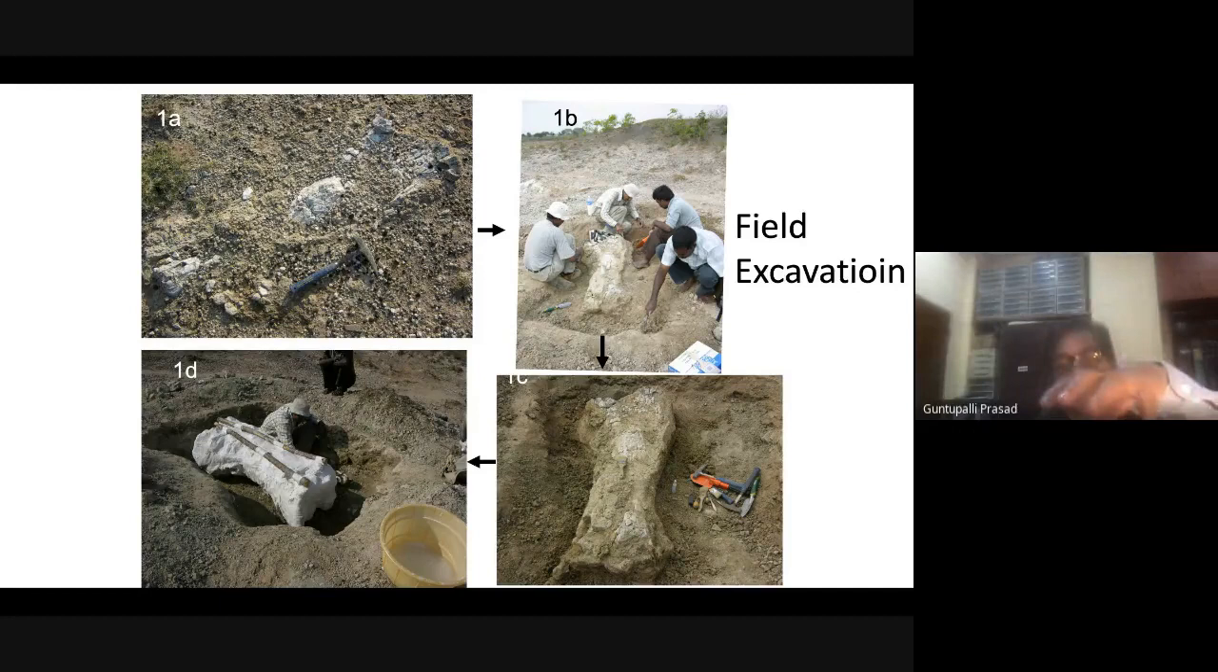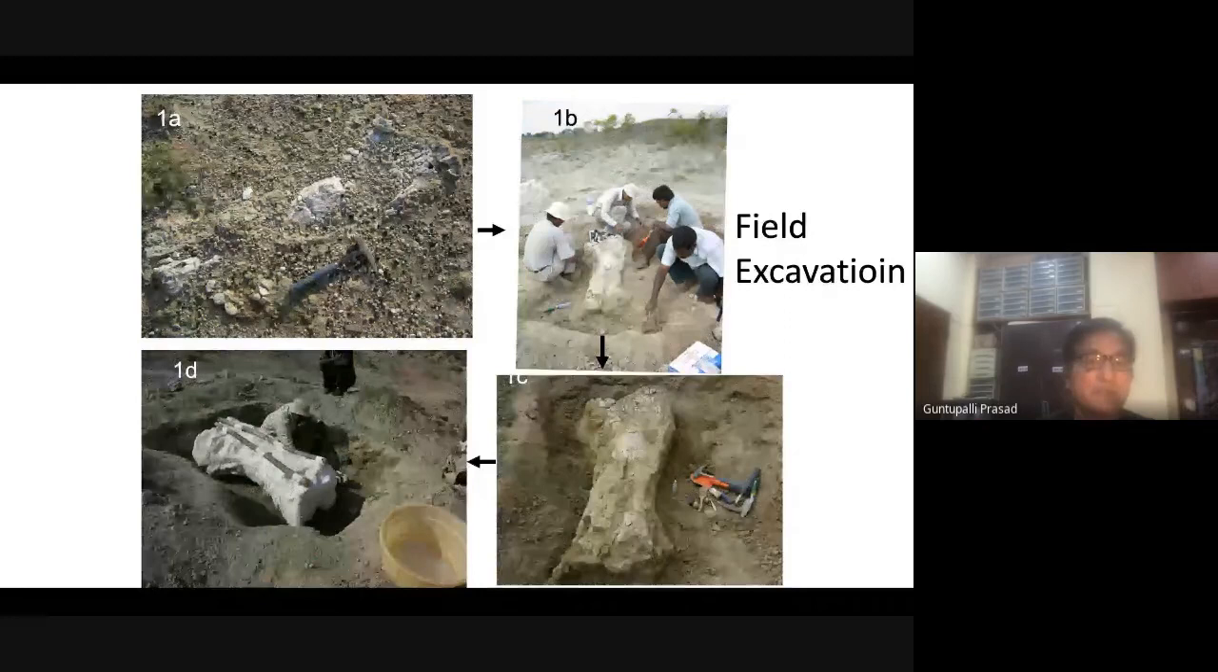After that we wrapped the fossil with wet gunny bags, putting them on the fossil and wrapping it around, and then we put plaster of Paris. Once the plaster of Paris settles, we cut the pedestal and turn the bone upside down. And again we put the same thing, plaster of Paris, over the other side. In this way the bone gets protected from any transportation problems. When transportation takes place, it may sometimes get broken. So to avoid that, we make these plaster jackets and then bring them to the lab to remove the rest of the rock material from the bone.